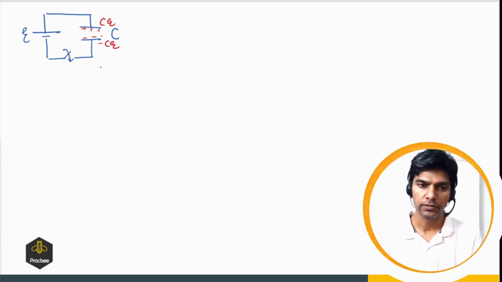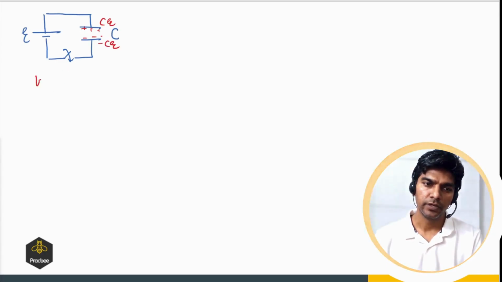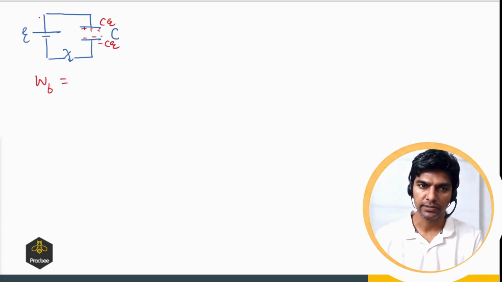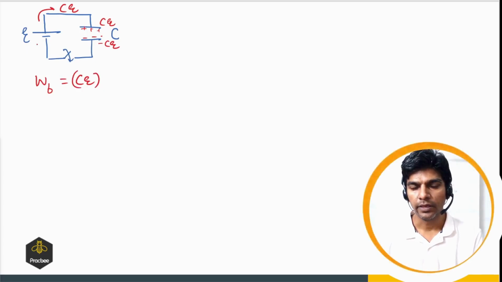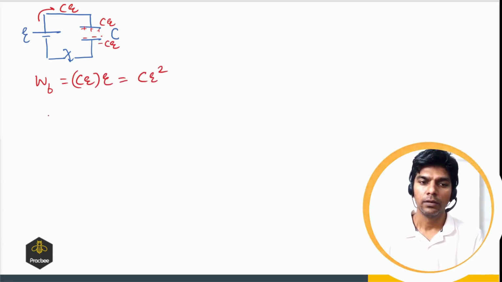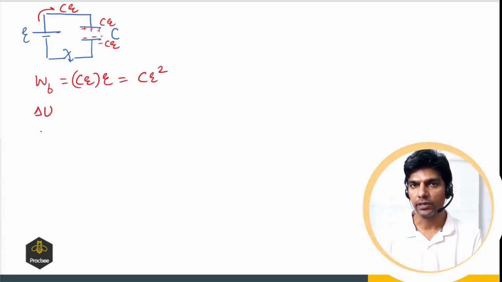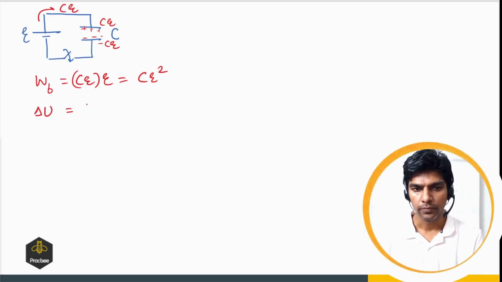So that is the charge. So the work done by the battery will be, the charge supplied by the battery is CE, and the EMF of the battery is E, so work done by the battery is CE square. Now what is the increase in the electrostatic potential energy of the capacitor? It will be half CE square.